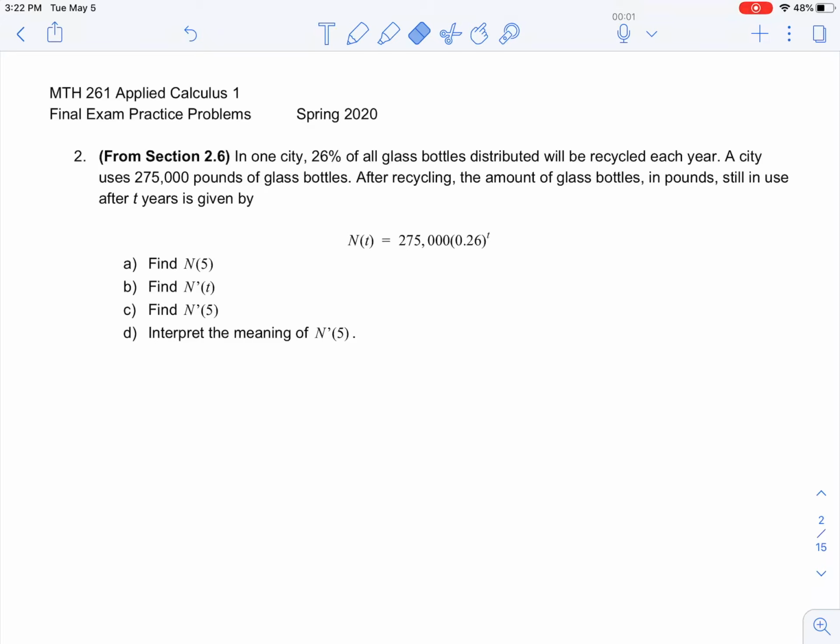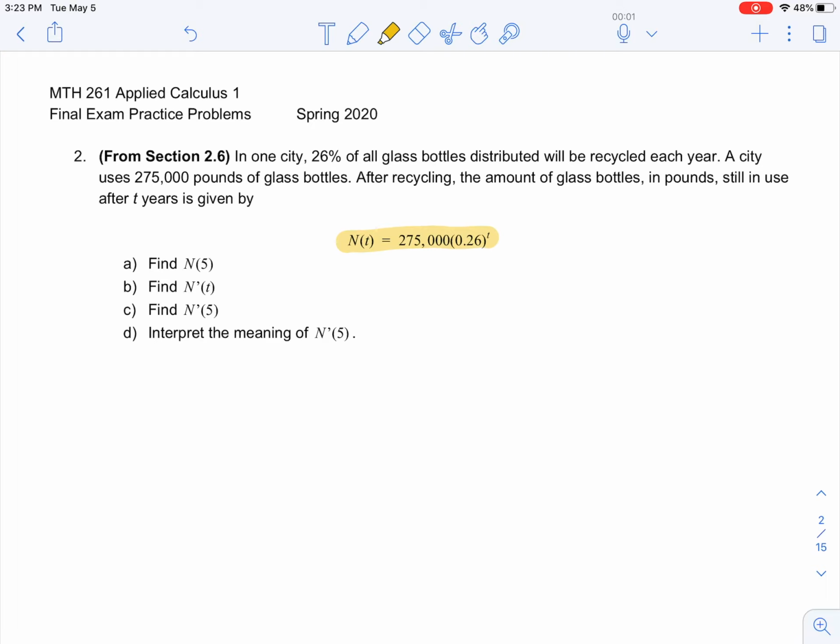All right, let's go over number 2. In one city, 26% of all glass bottles distributed will be recycled each year. A city uses 275,000 pounds of glass bottles. After recycling, the amount of glass bottles in pounds still in use after t years is given by this function. N of t equals 275,000 times 0.26 raised to the tth power.